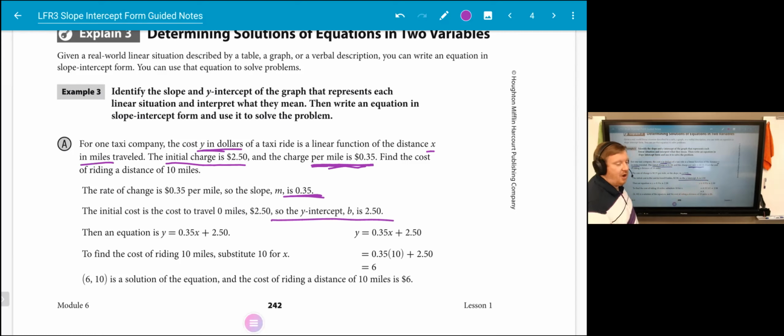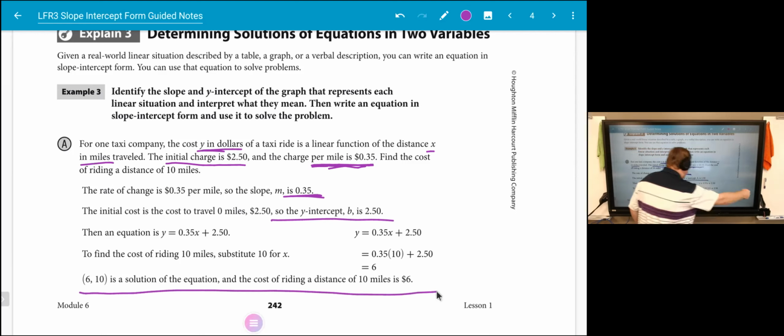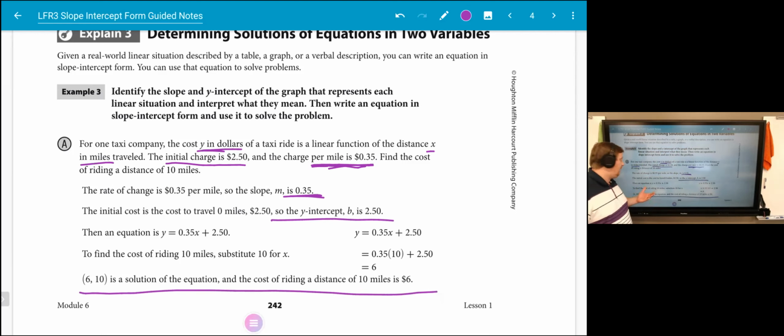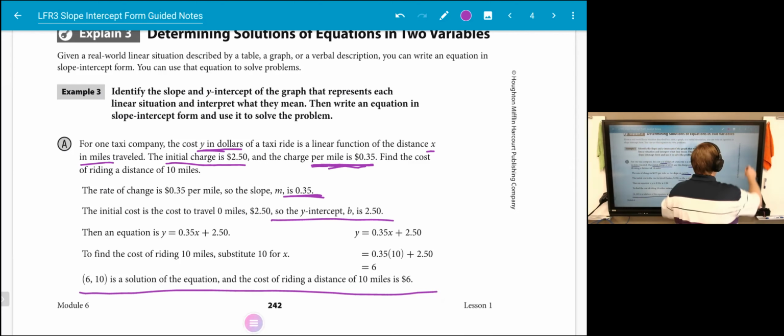How much is it going to cost to go 10 miles? Well, we put 10 miles in for x. 0.35 times 10 plus 2.50 is 6. So this is your important part down here. It says the cost of riding a distance of 10 miles is $6. That's what's important. Let's do one together over here.